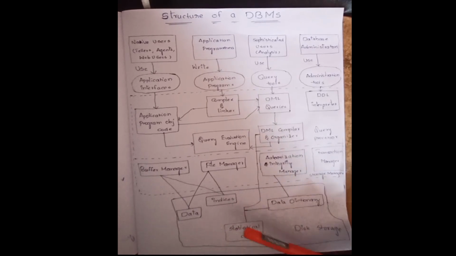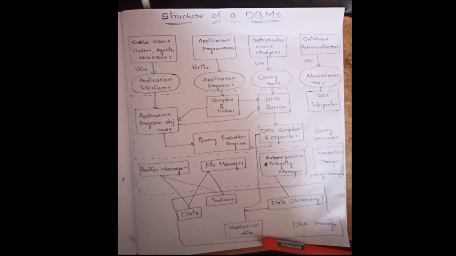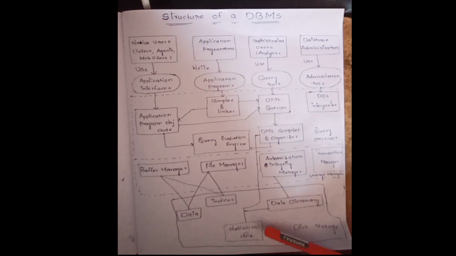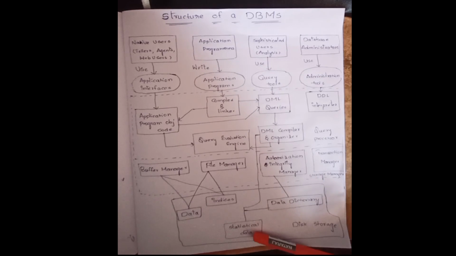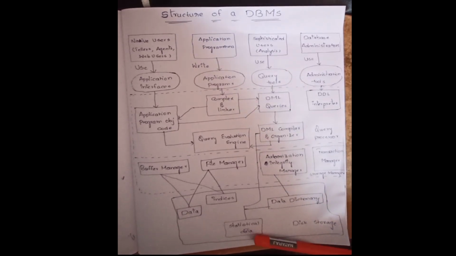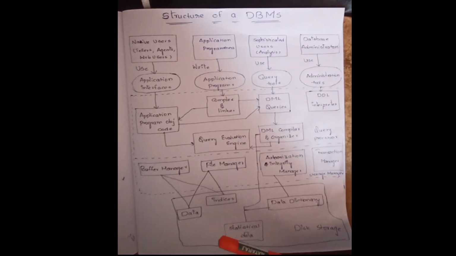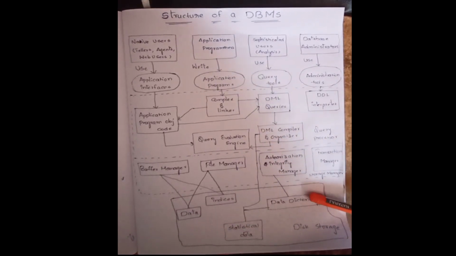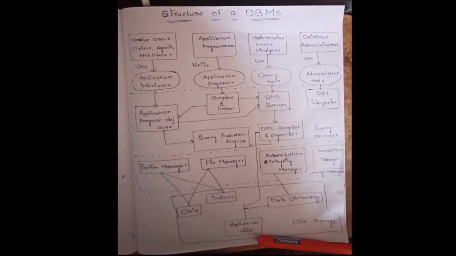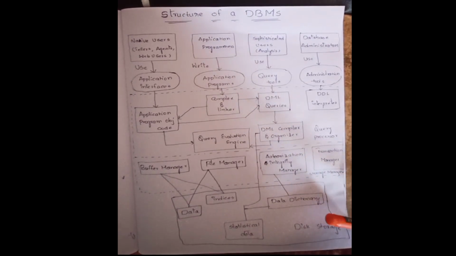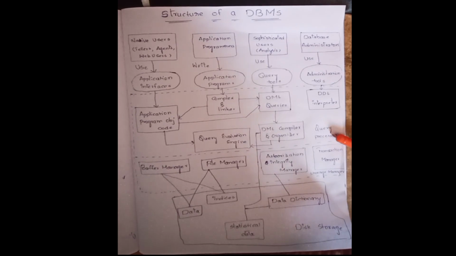Coming to the next one, that is statistical data. This part is mainly storing the statistics about the data. So this will also help us to take some decisions for managing the databases. So this is all about disk storage, that is data files, indices, data dictionary and statistical data. Now let's focus on the query processor.